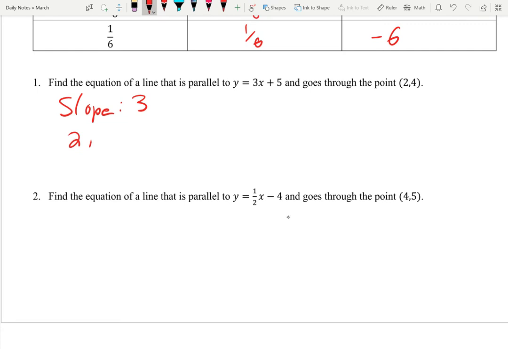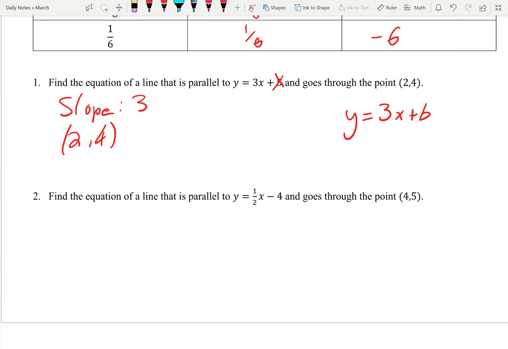And it needs to go through the point (2, 4). Now, one thing to remember is that the b value in the original equation, the plus 5, is completely useless. It means nothing. It's used for nothing. It's just the original b value, but it has no part to play in the rest of this problem. But our equation, our answer, is going to be y equals 3x plus b.